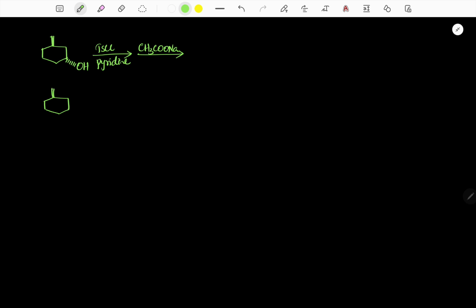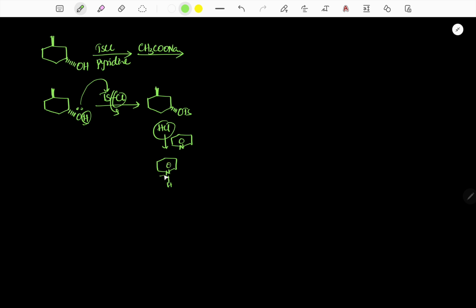It is a secondary alcohol treated with TsCl. TsCl means tosyl chloride. So simply here what happens? Lone pair attacks the tosyl group, the leaving group will leave, and finally we get the corresponding OTs and HCl, H+ and Cl-. So to remove this HCl, we are adding pyridine. So pyridine removes the HCl in the form of a salt, pyridinium chloride.